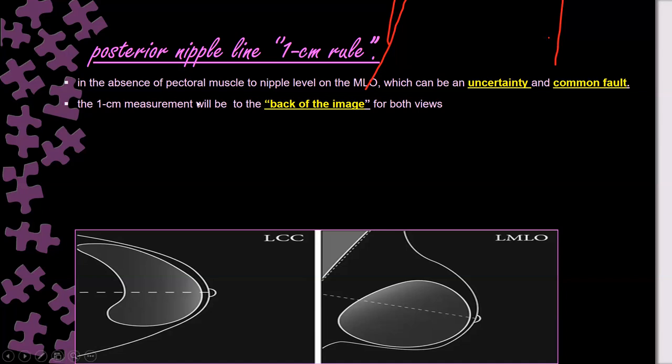In the absence of the pectoralis to nipple line on MLO, that means it will result in uncertainty. And this can be a common fault.